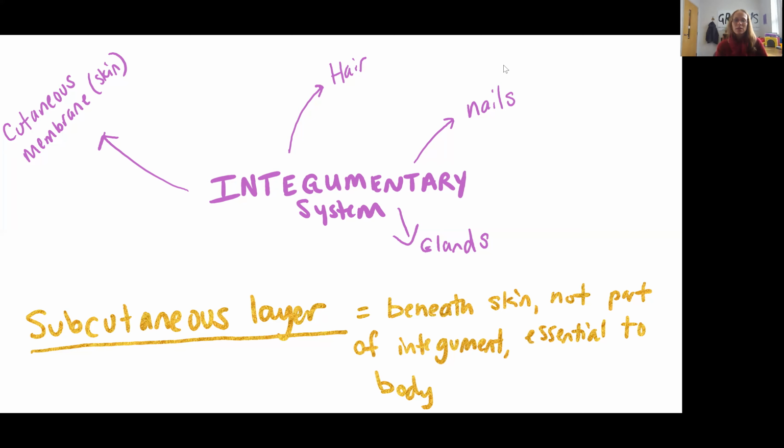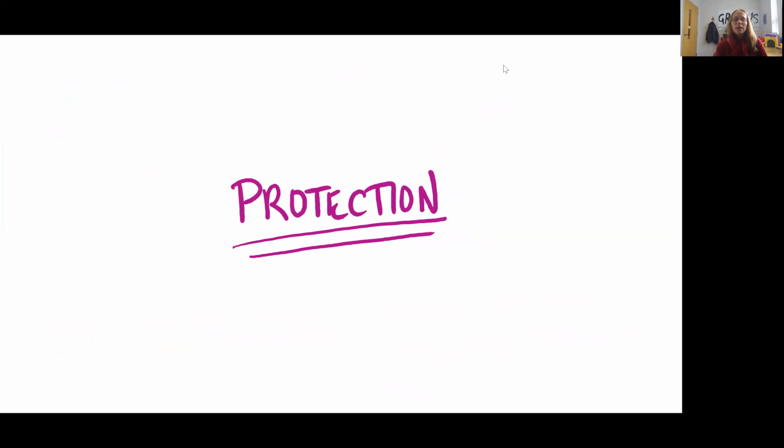So we will be talking about the subcutaneous layer in Chapter 5, although it is not technically a part of the integumentary system. Now, we introduced the integumentary system along with the other 11 body systems at the beginning of the semester. And when we did, we talked about the integumentary system as providing protection for the body. So now we need to be just a little bit more specific. So when we think about the integumentary system providing protection, what is it protecting us from?